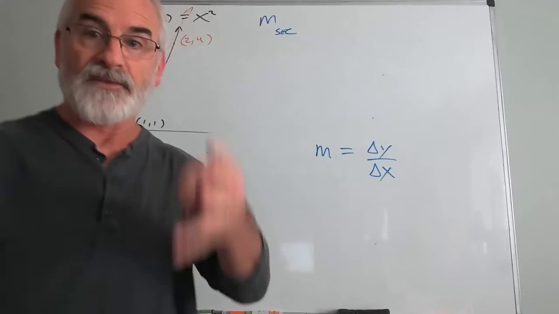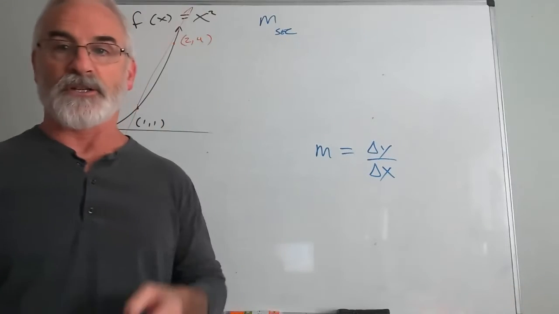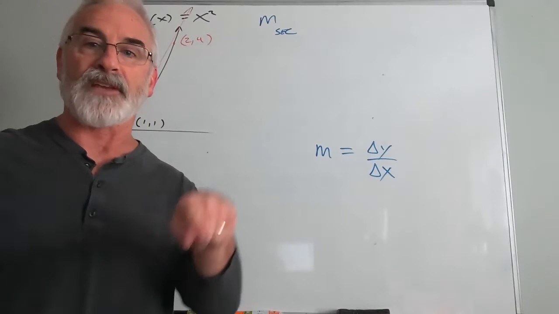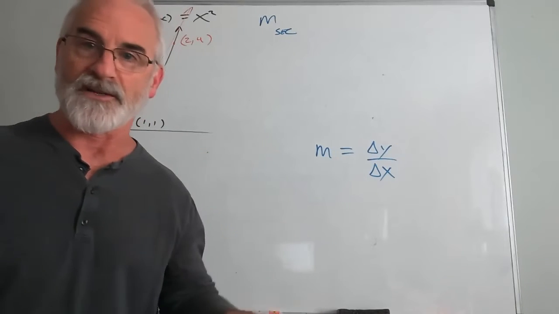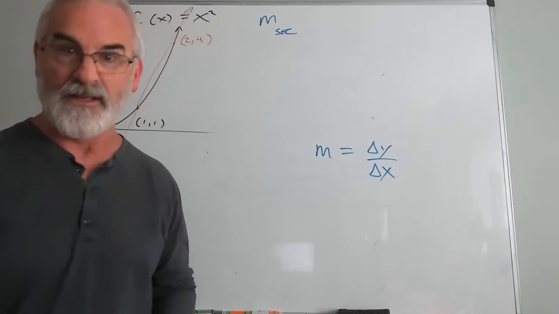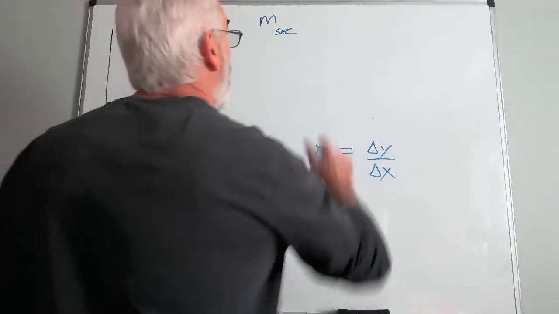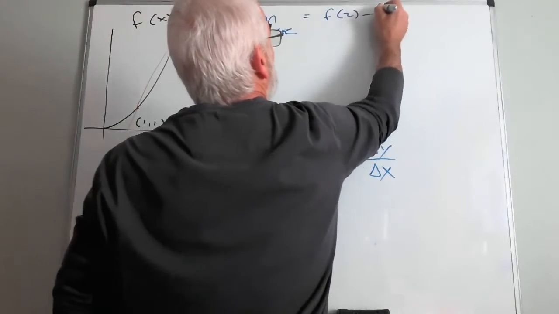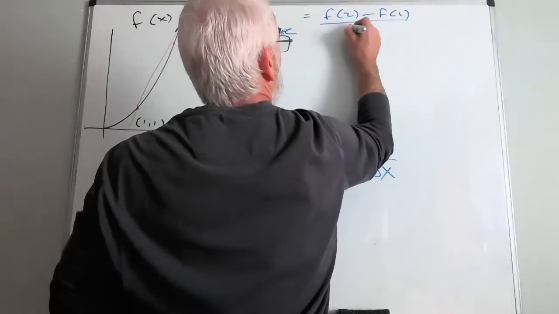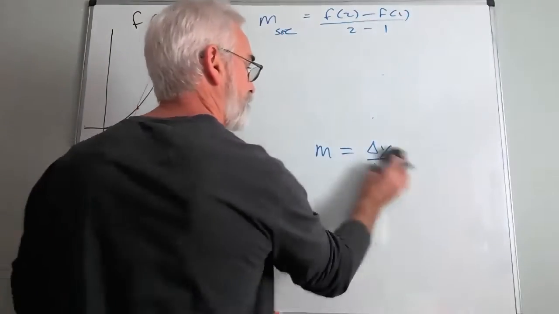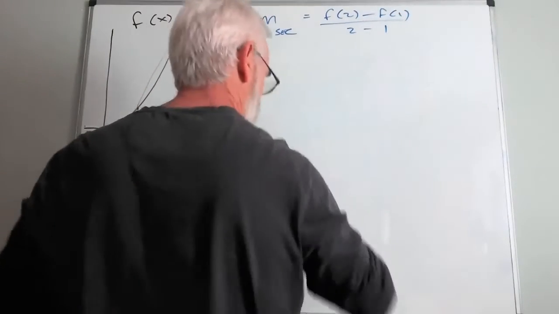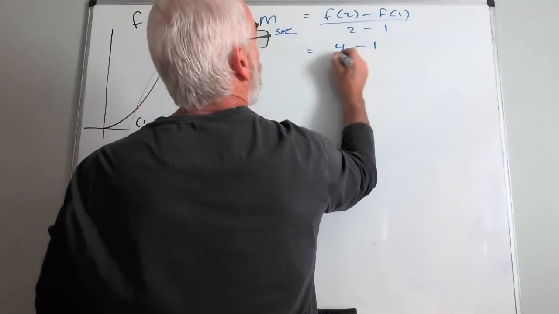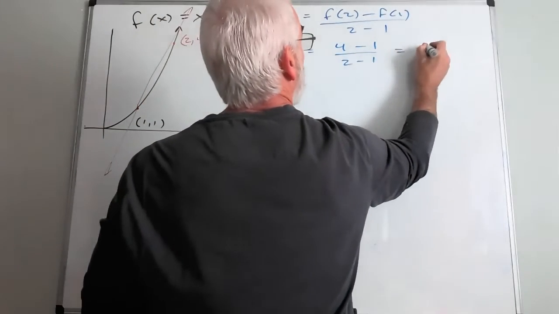What's the change in y? That's the difference of the y coordinates. What's the change in x? That's the difference of the x coordinates. So in baby algebra, we might say y2 minus y1 over x2 minus x1. Exactly the same thing. Doesn't make any difference. So what is this? Well, this would be f of 2 minus f of 1 over 2 minus 1 in this context right here. And then that would be 4 minus 1 over 2 minus 1, which of course is 3.